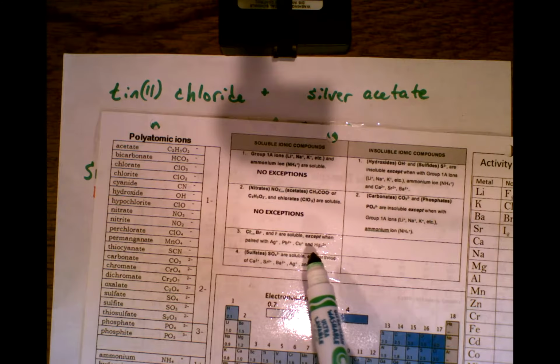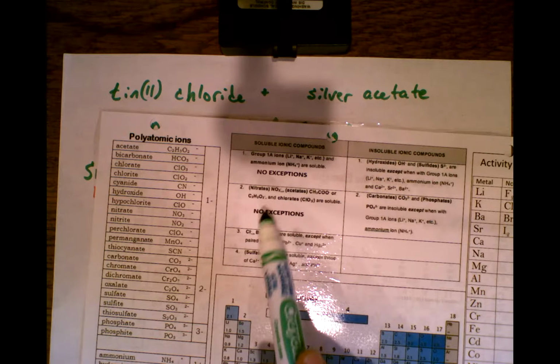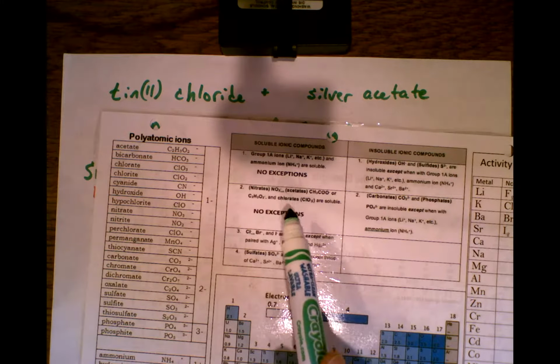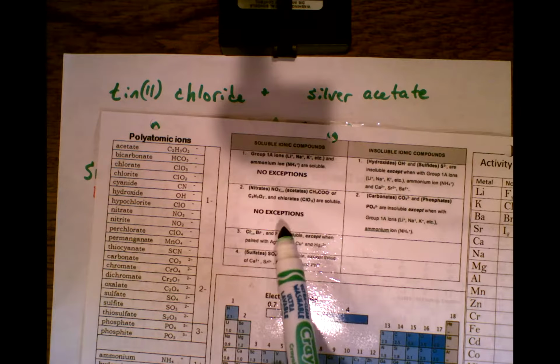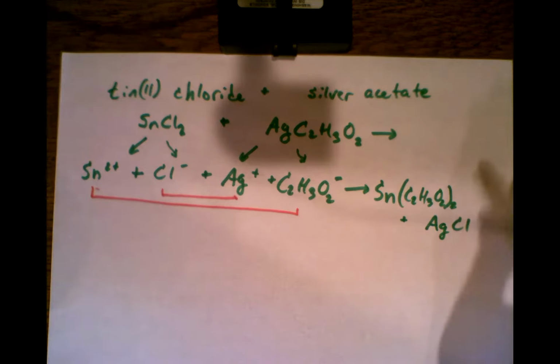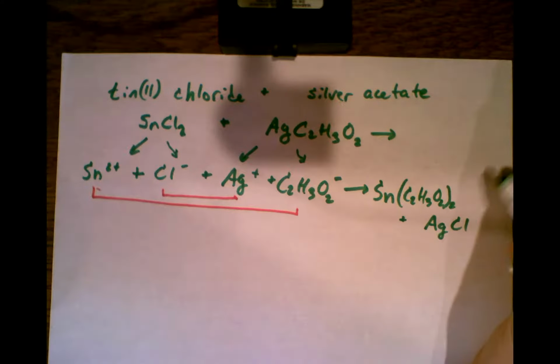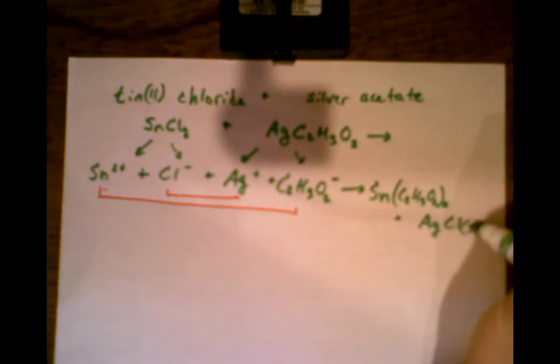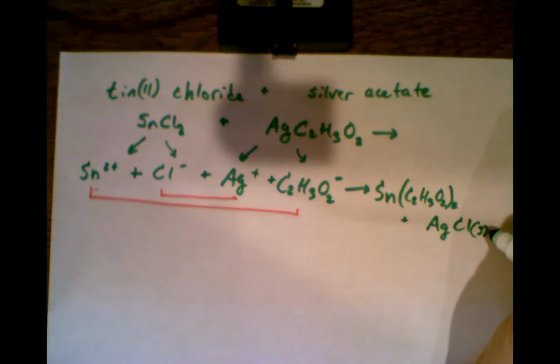And let's double check acetate. Okay. Nitrates and acetates and chlorides are always soluble, no exceptions. Okay, so it can't be tin acetate. The one that's going to be the solid is going to be the silver chloride because it's not soluble, it precipitates out. So I'm going to put a little S after it here.